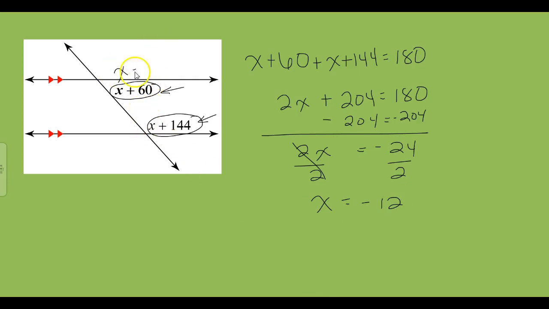I can have a negative variable, but I cannot have a negative angle. So be sure to figure out what you're being asked, because if I say solve for the variable, you'll say x equals negative 12. But if I want you to find this angle, you're just going to plug it in. So what is negative 12 plus 60? That angle is 48 degrees. If I plug it in here, negative 12 plus 144 should get 132 degrees.